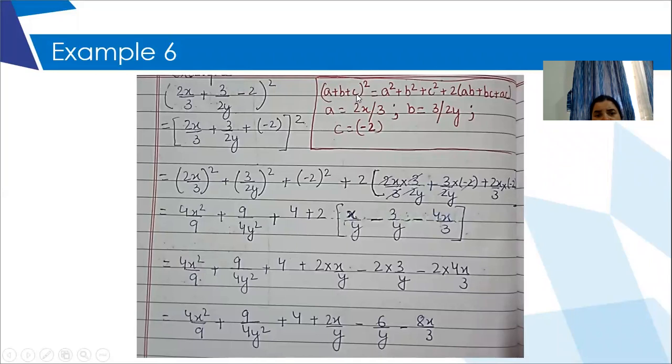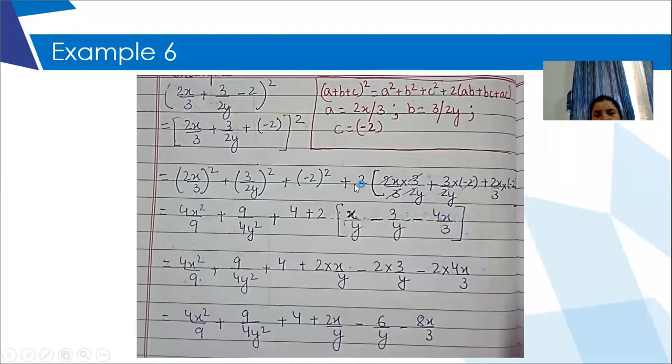Now, once you are replacing it on the left side, same thing you have to do on the right side. So on the right side, wherever A is there, I'm going to replace it with 2x by 3. This I have shown in this step. So 2x by 3 whole square plus 3 by 2y whole square. Here y is in the denominator. Let it be in the denominator. Don't shift it up. It will continue to be in the denominator only. Plus minus 2 whole square.